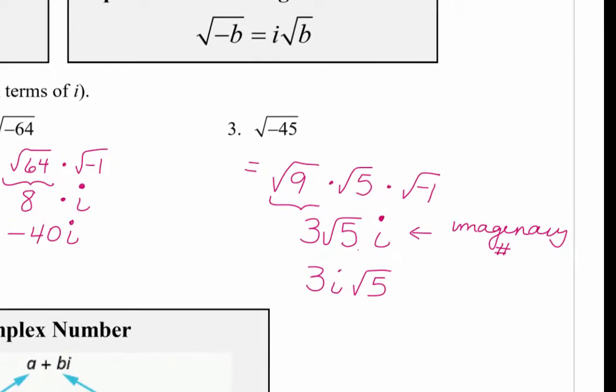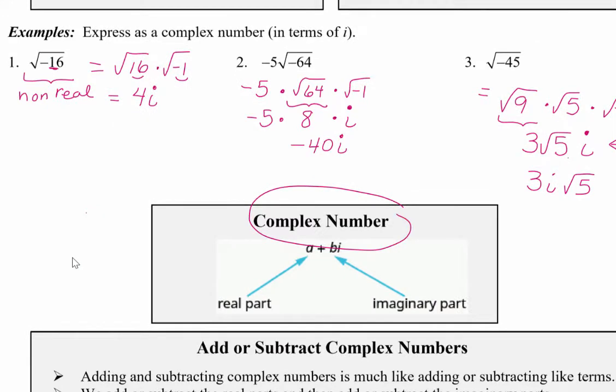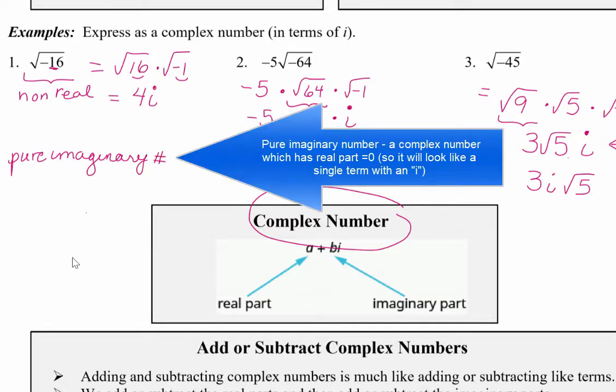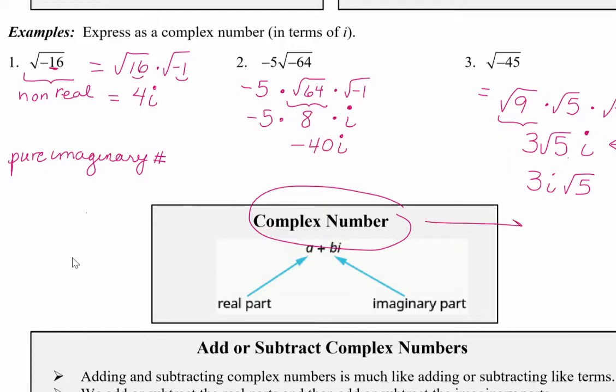All right, so we're going to talk now about a whole new set of numbers called complex numbers. So these three examples gave us numbers that had a single term with an i in them, right? And we call those pure imaginary numbers. Just a little vocabulary. So a pure imaginary number means you have a single term with an i, okay? But a complex number actually has two terms. It's very interesting. So even though it's a number, the number itself has two parts to it.